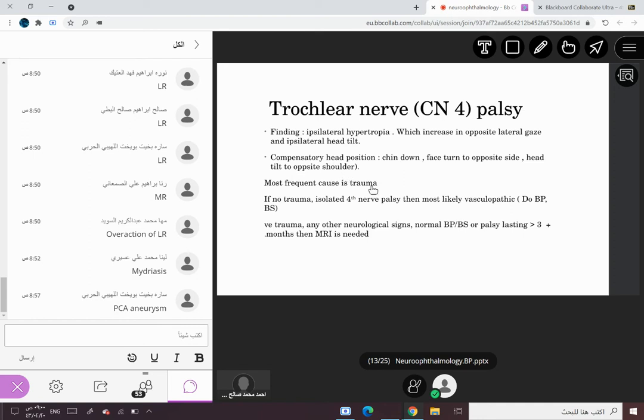The most common cause of fourth cranial nerve palsy is trauma. In the absence of trauma, isolated fourth cranial nerve palsy is usually vasculopathic, either due to blood pressure or blood sugar, which is either hypertension or diabetes. And in any cranial nerve palsy, you have to check and test the patient for other neurological signs.